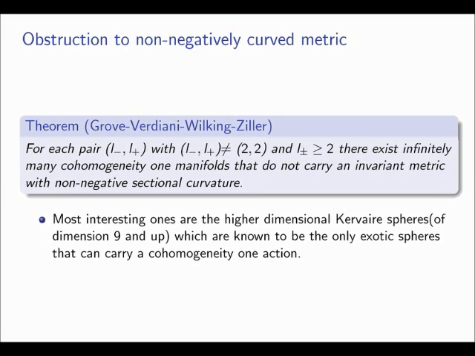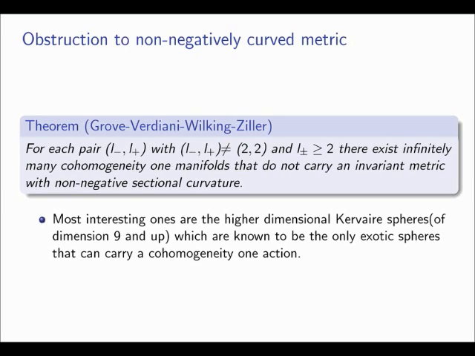Other than that, for any case not in their theorem, there exist infinitely many cohomogeneity manifolds, and on these manifolds there is no invariant metric with non-negative sectional curvature. So this gives you the obstruction for non-negatively curved cohomogeneity manifolds.